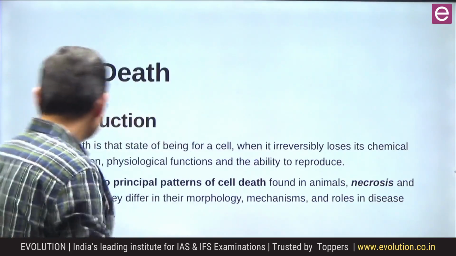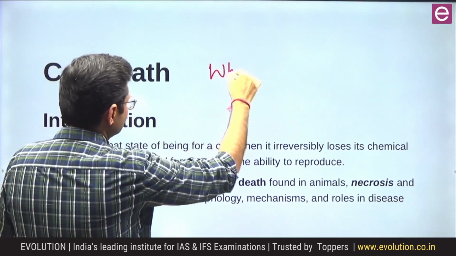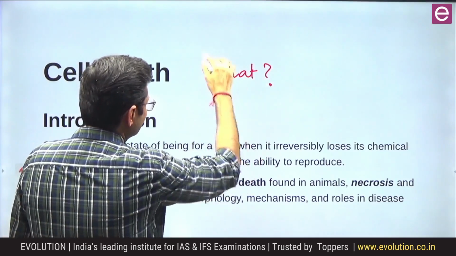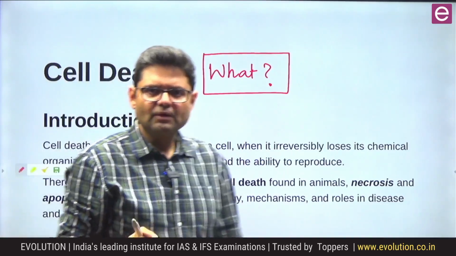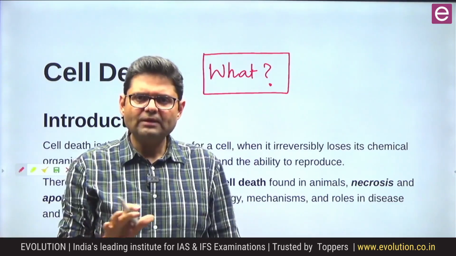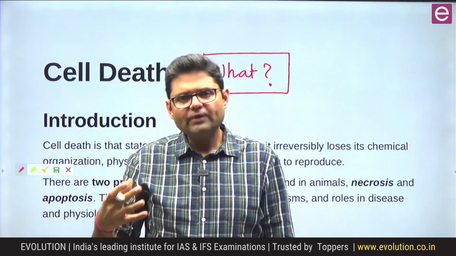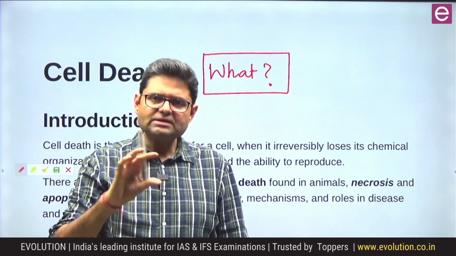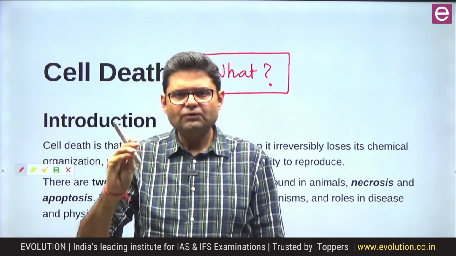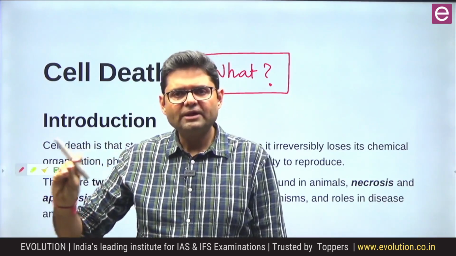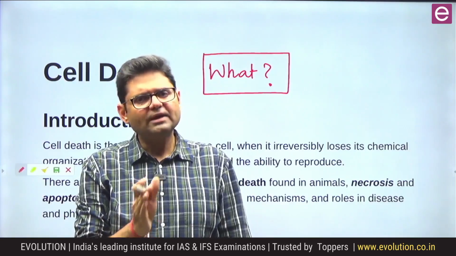So now let's start. Let's first answer the question, what is cell death? So how do you define death to begin with? Death is when any organism, let's say that we are talking about death of an organism. You define death as that state of being at which the organism loses its physiological and reproductive vitality. Means the organism has lost both its vitality.